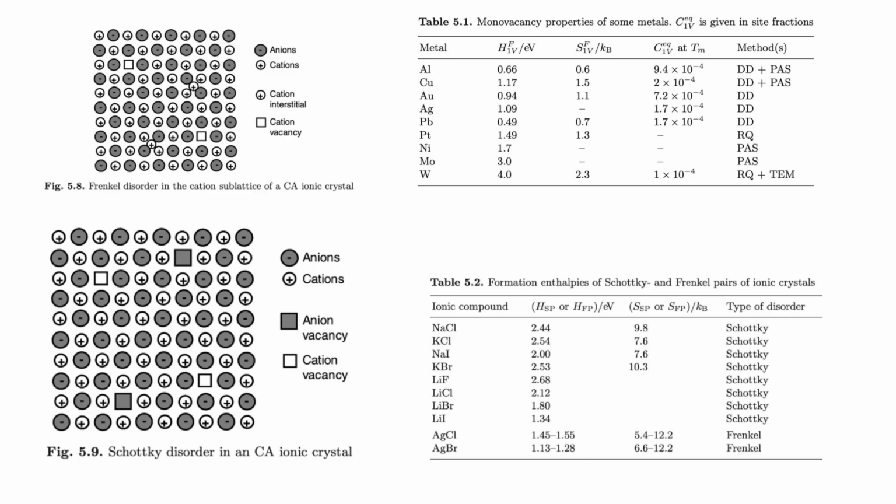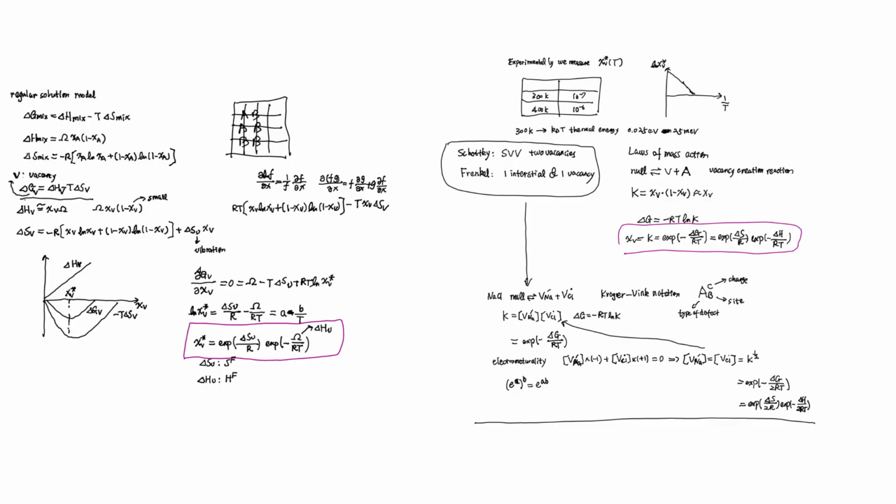So Schottky, SVV, we have two vacancies. The Frenkel, we have one interstitial and one vacancy.